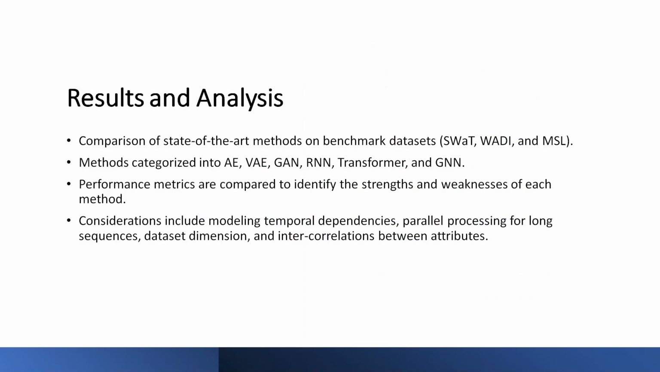So now let's talk about the result analysis of the experiment we have done. This is a comparison of state-of-the-art methods on the benchmark datasets SWaT, WADI, and MSL. Methods are categorized into AE, VAE, GAN, RNN, Transformer, and GNN. Performance metrics are compared to identify the strengths and weaknesses of each method. Considerations include modeling temporal dependencies, parallel processing for long sequences, dataset dimension, and interconnection between attributes.